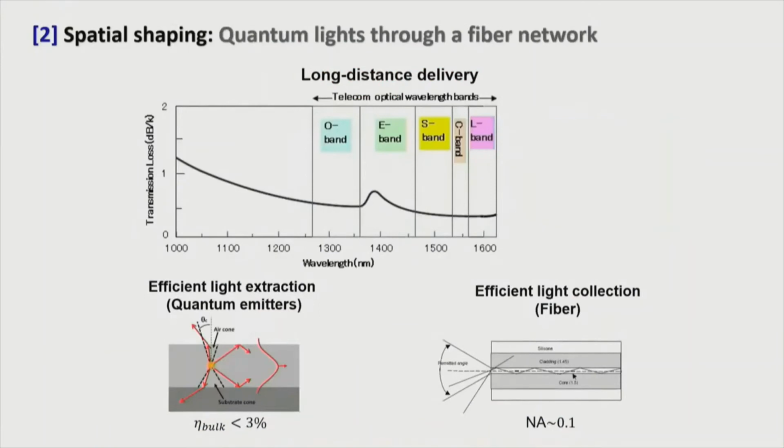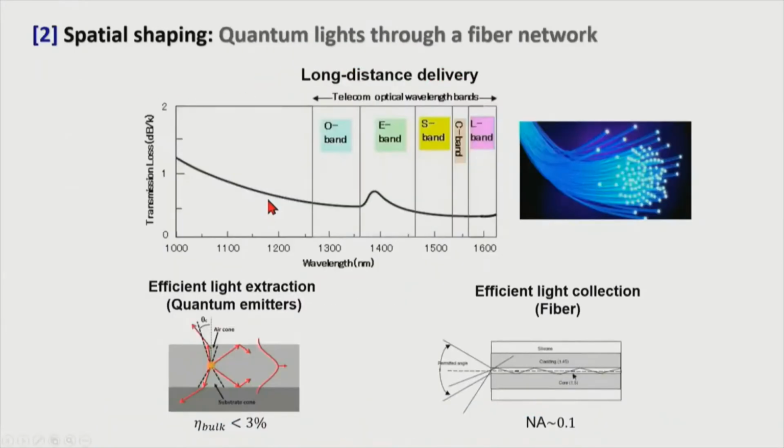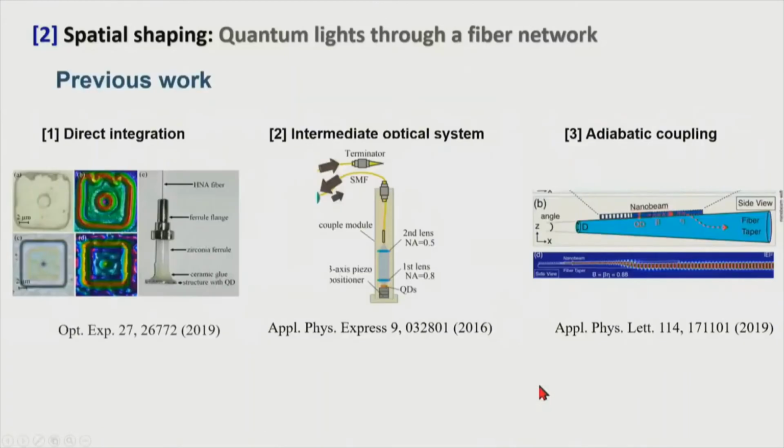So this is the part on temporal shaping, and the second part is how to optimize the spatial mode from the quantum dot. In particular, we are considering coupling the light into fibers, but the fiber has really small NA, around 0.1, so coupling the light into the fiber from the quantum dot is quite difficult. Previously, there has been lots of effort.